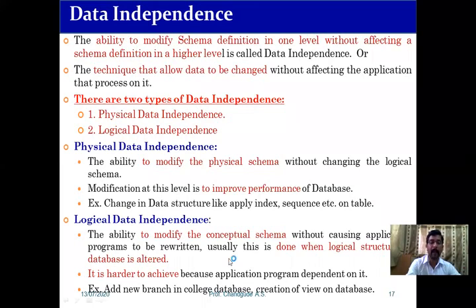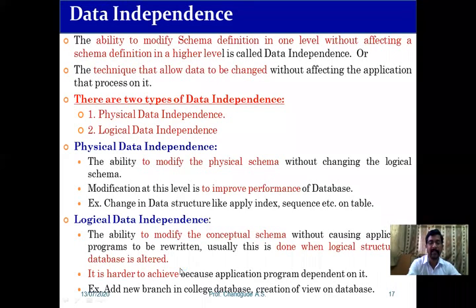And again, with respect to logical data independence, it is harder to achieve because the application programs fully and functionally depend on it. In some cases it is complicated to achieve that particular logical data independence.